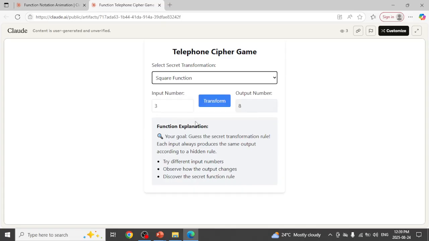Or I'm going to go for this one, a square function. I have 3, I can guess it should give me 9. So if I add 6, I will have 36. If you ever see the same input leading to 2 different outputs, that's not a function.